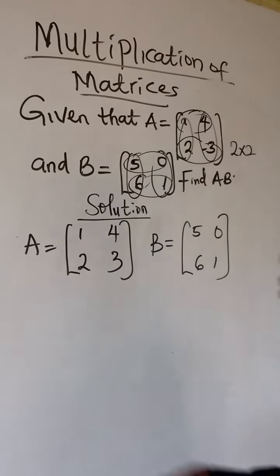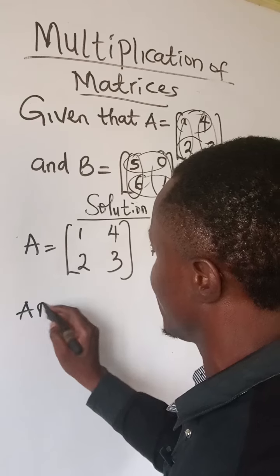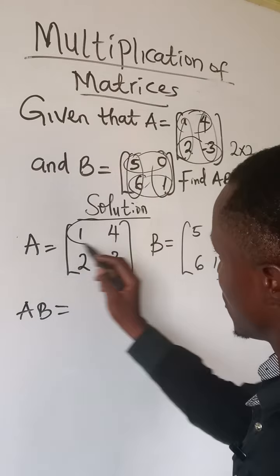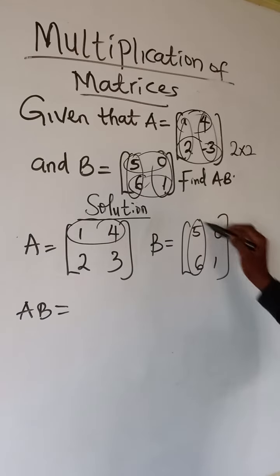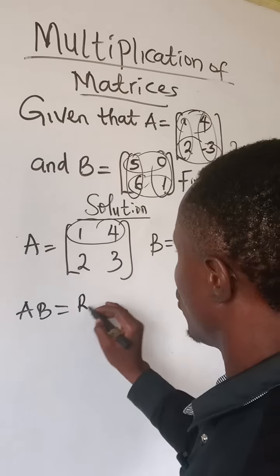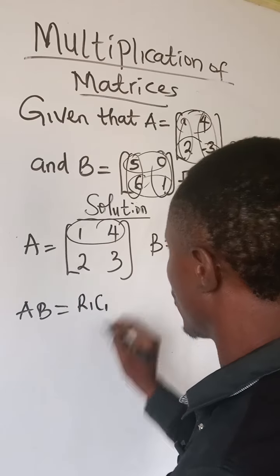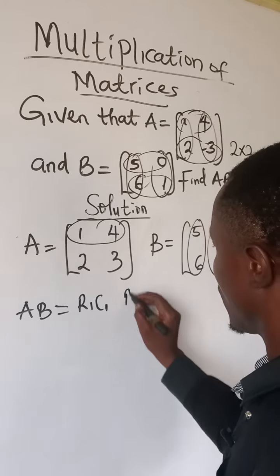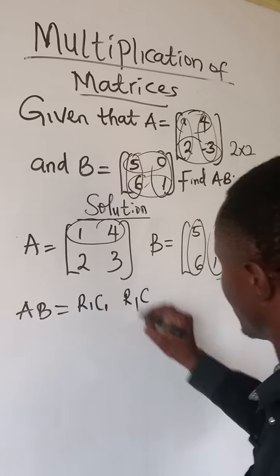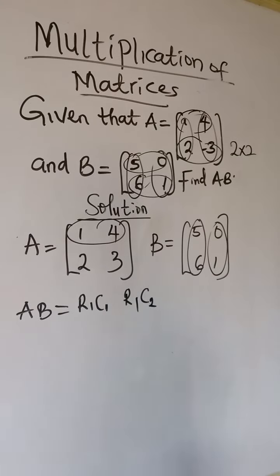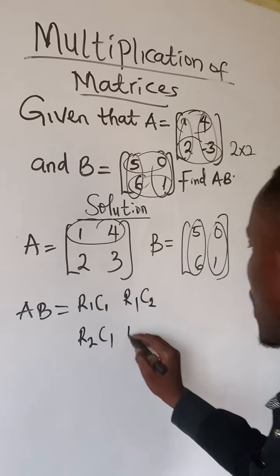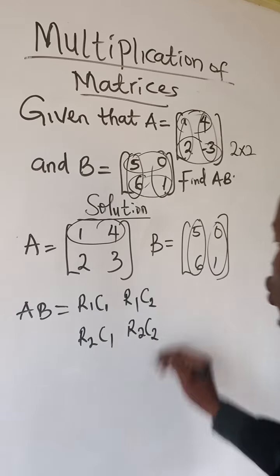So our AB, to get that, what we are doing is this: we are multiplying the rows by the columns. So that means here we have row 1, column 1, here you have, sorry, this is still row 1, column 2. Here we have row 2, column 1, and we have row 2, column 2.